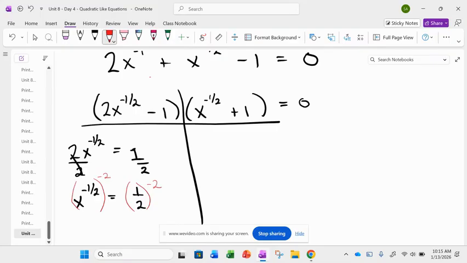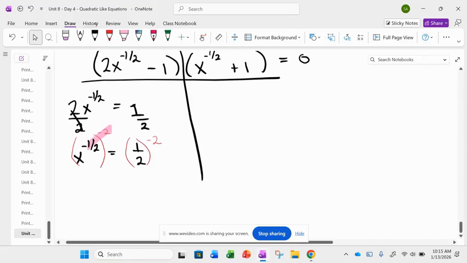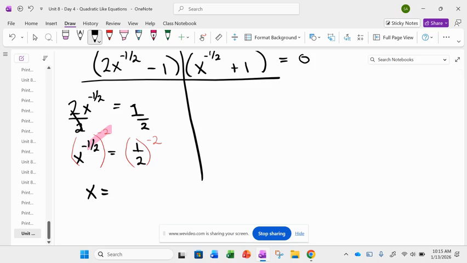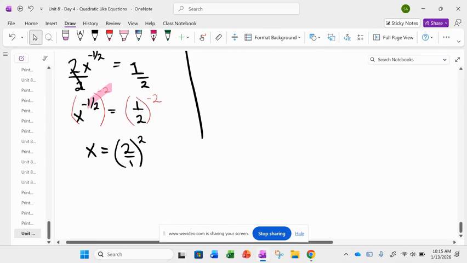Everybody okay with what I'm doing so far? Yeah? Okay. So now this cancels, and I'm going to get x is equal to, now how do I make that negative exponent positive? Flip it, right? So this becomes 2 over 1 raised to the second. And what's 2 to the second power? 4.